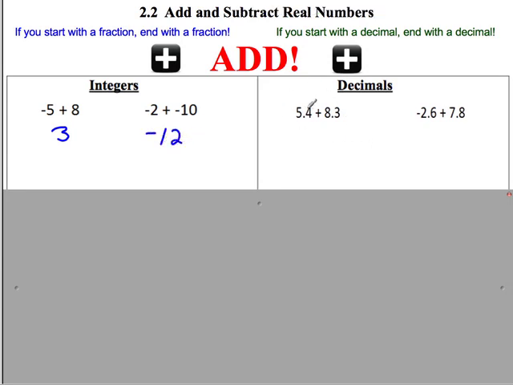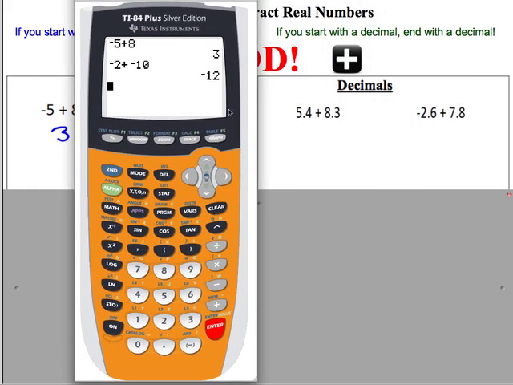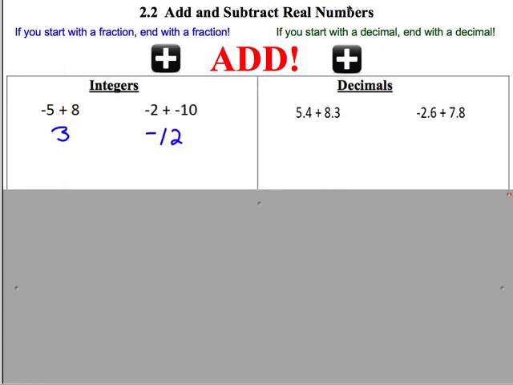Decimals, the rules are to line them up by the decimal, or really I'm just going to go straight calculator on this. When I have decimals, especially when they get trickier than this, it's too time consuming to line them up. I can do them quickly by typing them in. So decimals are awesome. Plug it in, boom, 13.7. I'm good to go on that.